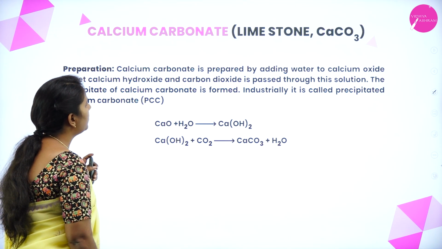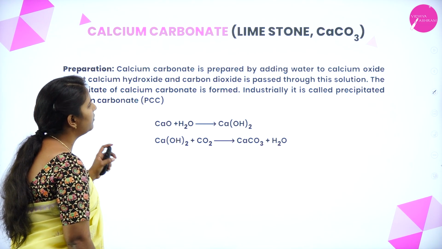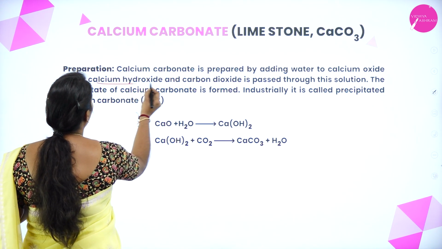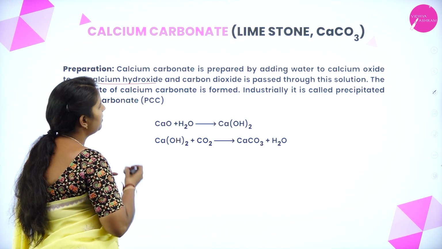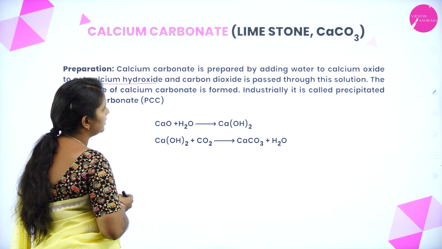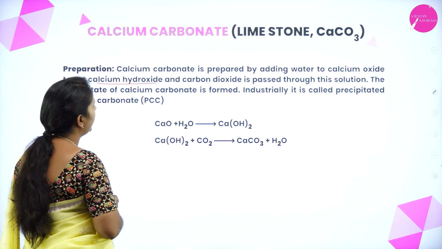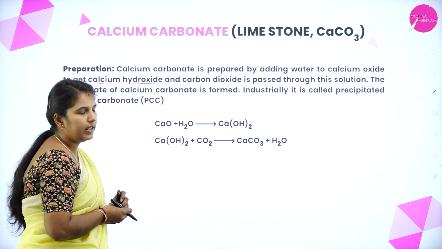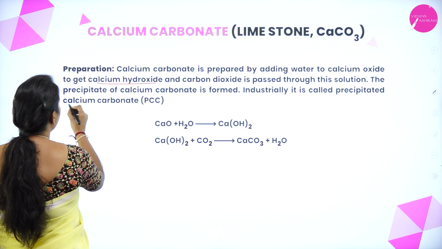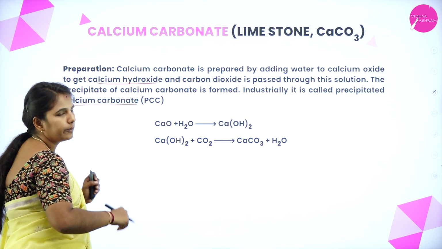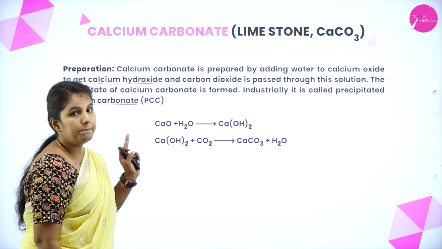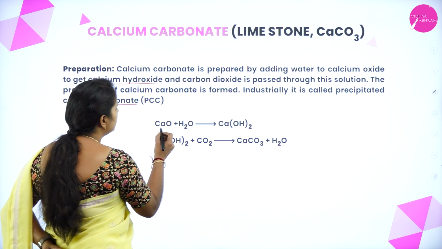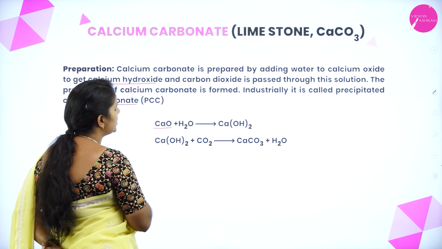The calcium carbonate is prepared by adding water to the calcium oxide to get calcium hydroxide. The carbon dioxide is passed through this solution and a precipitate of calcium carbonate will be formed, and industrially it is called precipitated calcium carbonate. What do we call this? Precipitated calcium carbonate.